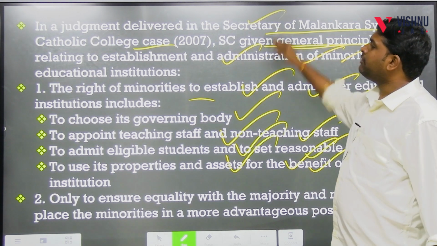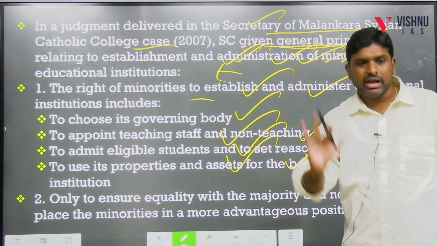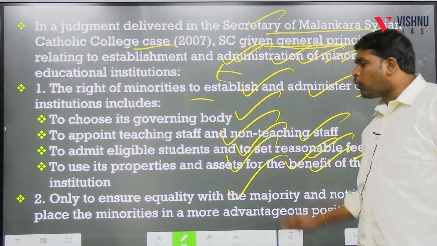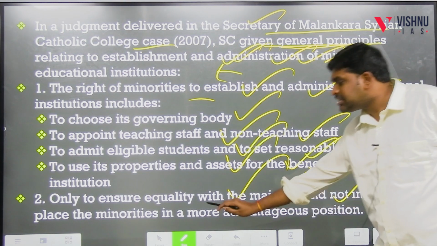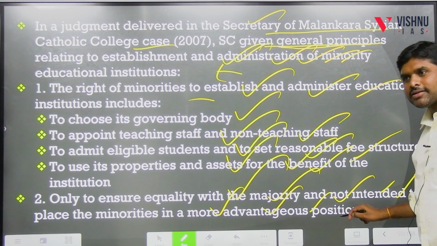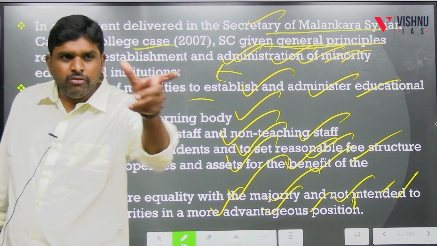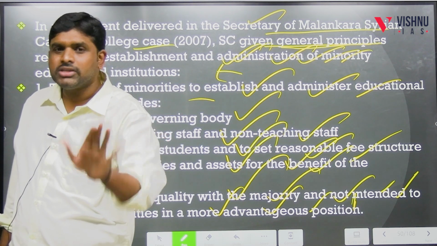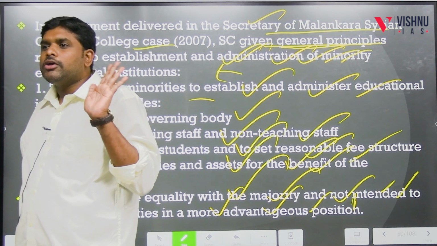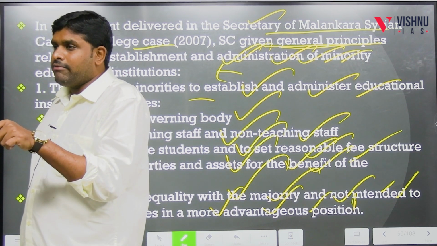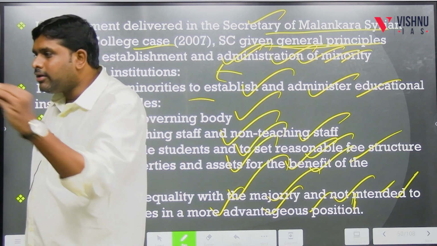The Supreme Court delivered on establishment and administration of minority educational institutions so that they will work on par with other colleges, only to ensure equality with the majority and not intended to place the minorities in a more advantageous position. Got my point? It doesn't intend to give higher status to minorities, but to make you on par. You are weak, so I told you to call me at any point, so that one day you will become equal with everyone. It doesn't mean that I am giving you a special provision. I am giving you a little bit till you get equal.